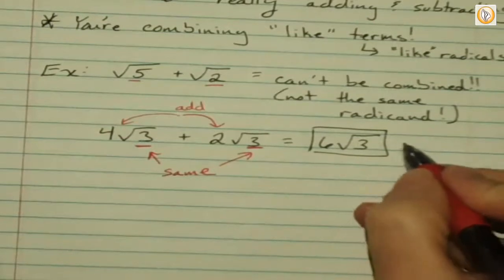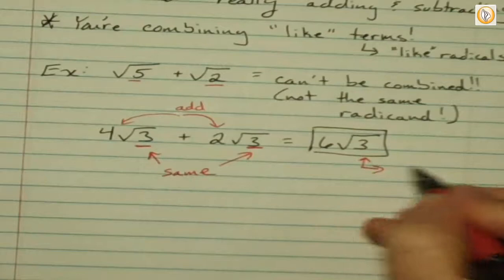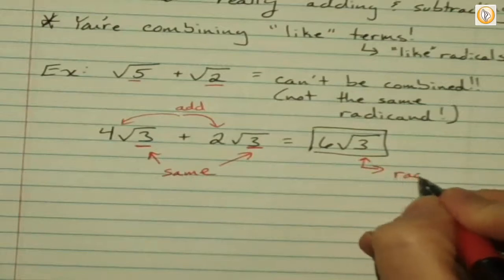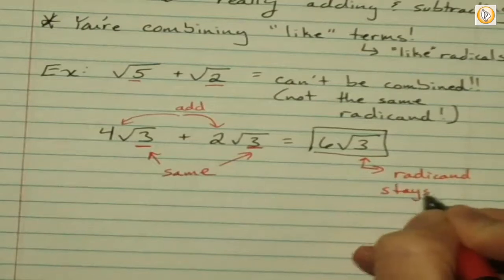So what you're saying, anything on the outside is what gets added if both radicands are the same. That's right. Okay. Radicand stays the same.